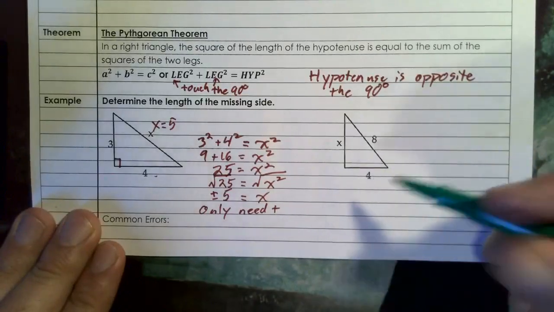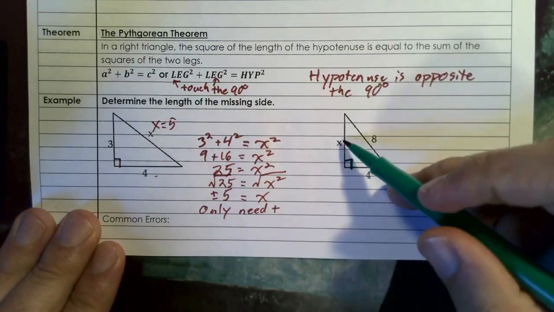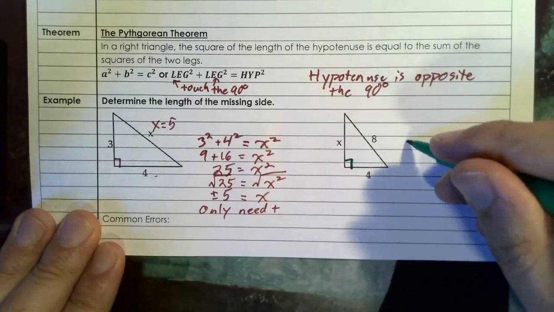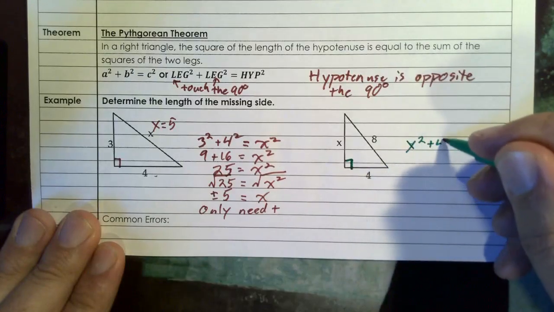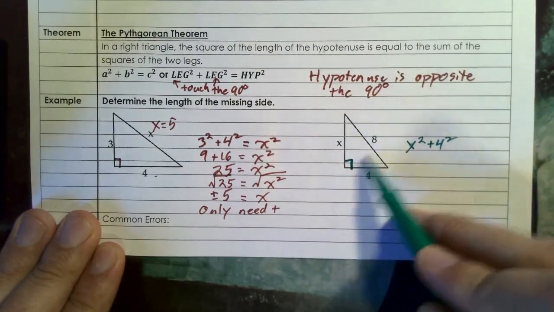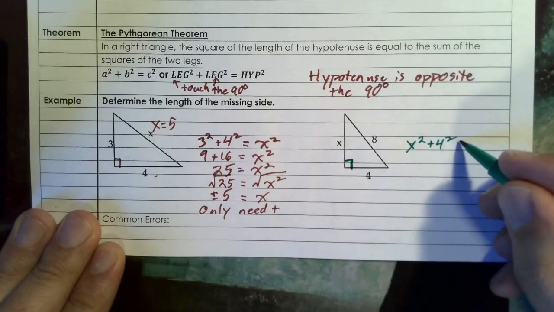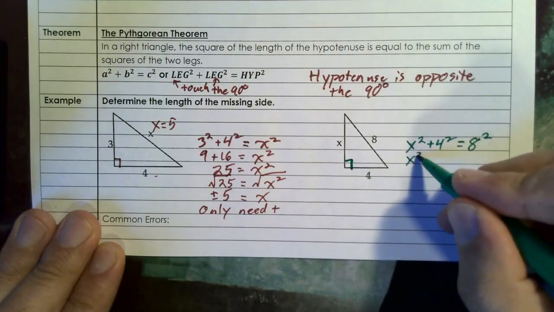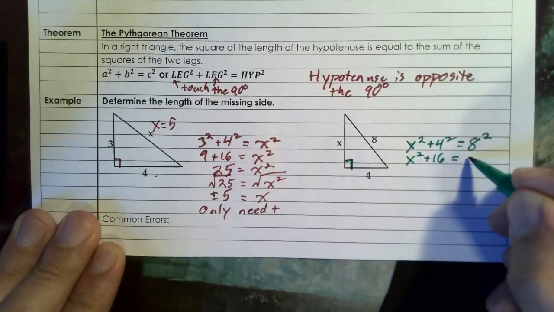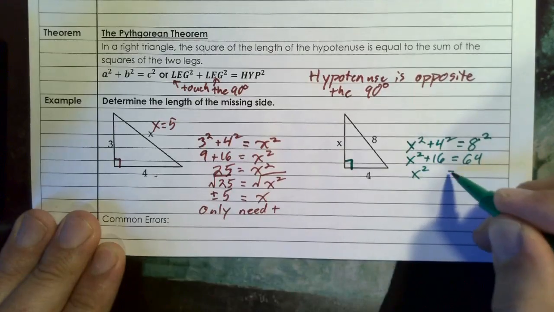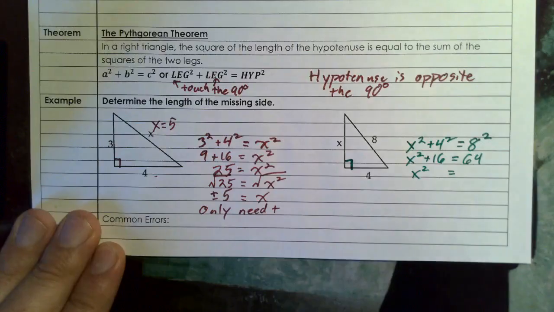In this example over here, here's my right angle. These are my two legs because they touch the 90-degree angle. So this time I've got to do x squared plus 4 squared equals my hypotenuse. My hypotenuse is opposite the 90, so right over here. So this equals 8 squared, and now I got to solve this equation. So I got x squared plus 16 equals 64. Got to subtract 16 from both sides, so x squared equals 64 minus 16, which is 48.